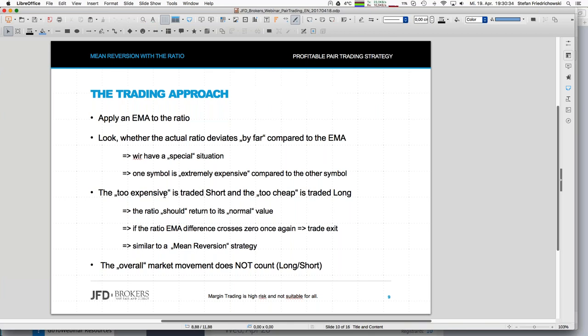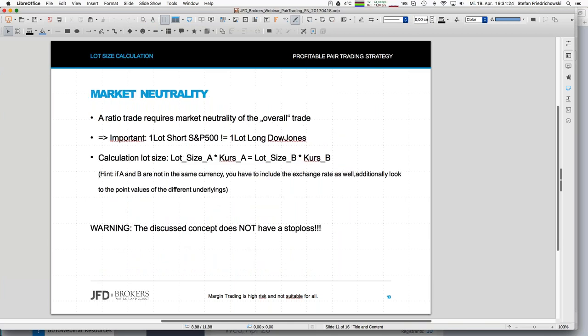As a trigger to exit a trade, to close our two trades, is simply whenever we have a cross between that EMA and the ratio itself. That is the exit signal for such a trade, and that is in principle quite similar to what are called mean reversion strategies. But in this case, we trade that approach on two symbols simultaneously. The overall market and market movements do not count because we have that long and short trade. That directly brings me to the next topic, the market neutrality here.